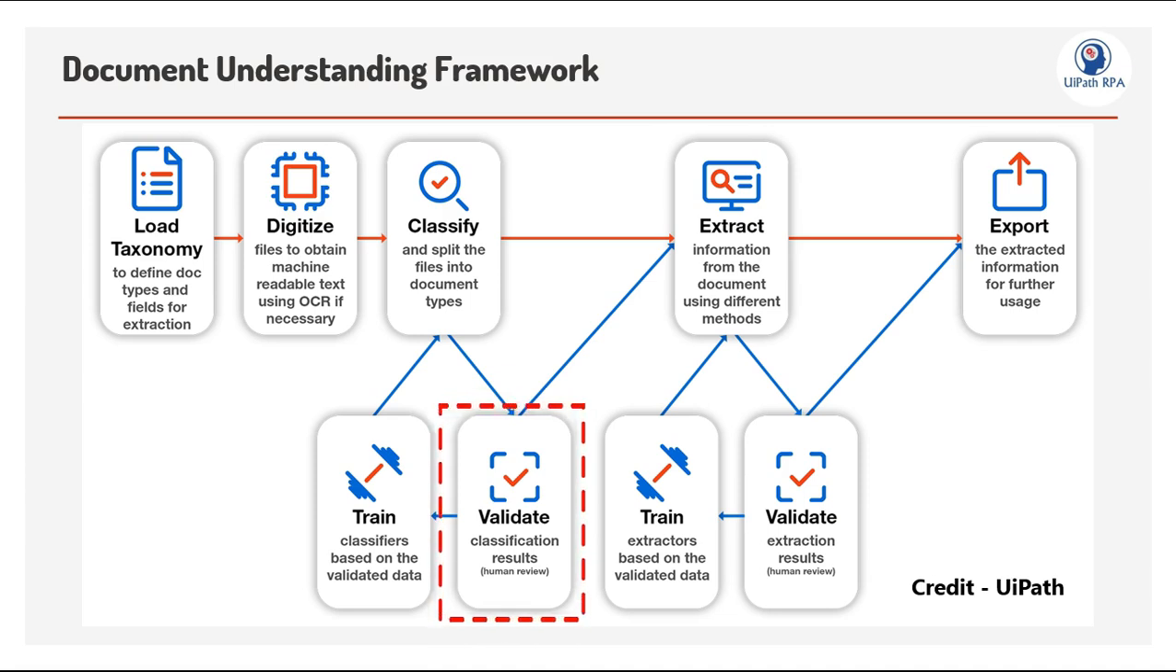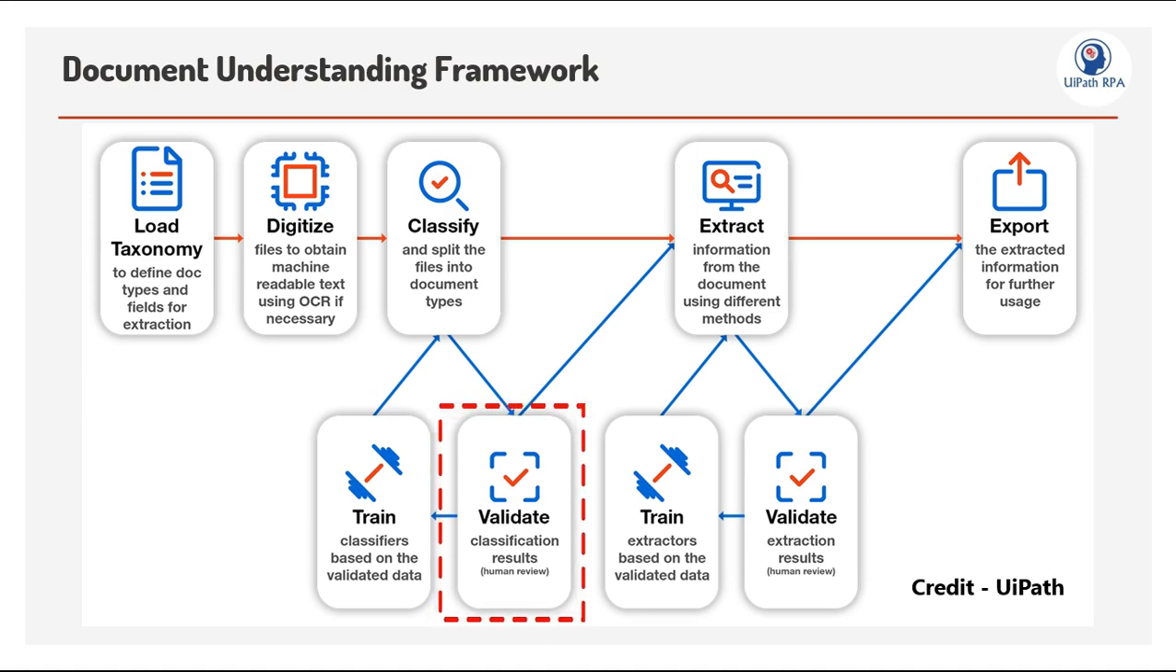But here, what it does is present the output of the classifiers to the human for validation. So from Action Center, the human can validate it or correct it. You can say, okay, this is not an invoice, this is a receipt, and he can confirm that. So this will be validated. This way, the human can validate it.